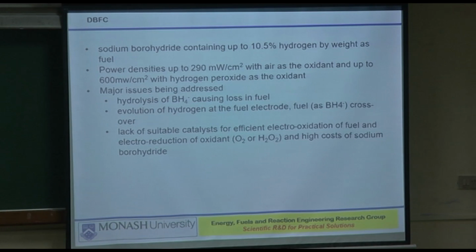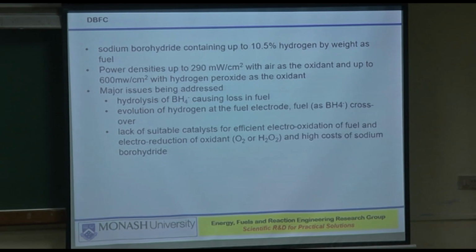DBFC, let's take it first. Here, of course, the hydrogen is the fuel, but the hydrogen is actually stored inside sodium borohydride. So that's where the letter B comes from. These are very good storage adapters of hydrogen, not to the same extent as palladium is, but a very good amount of hydrogen can be stored by the sodium borohydride.